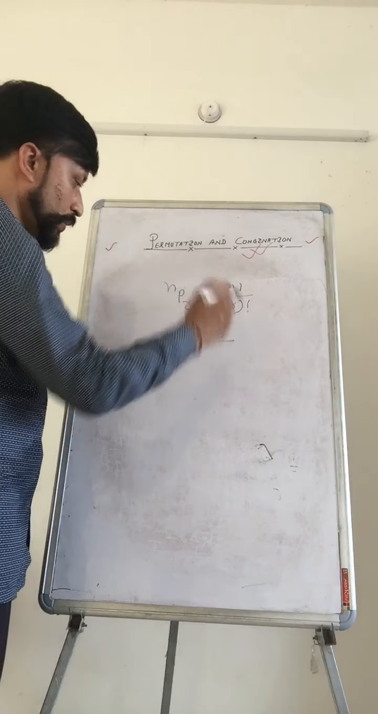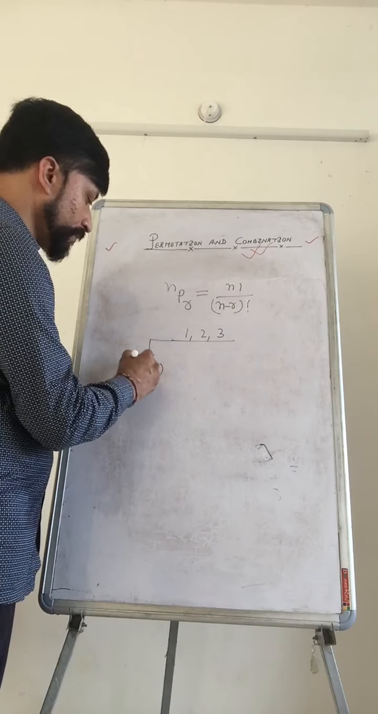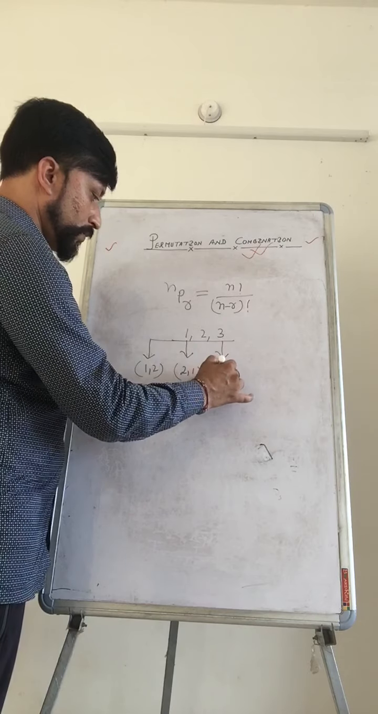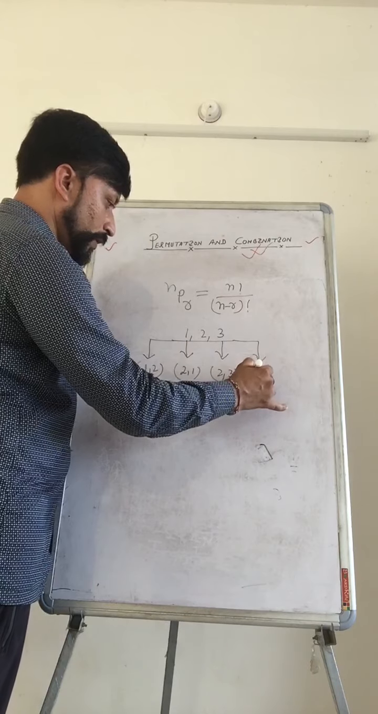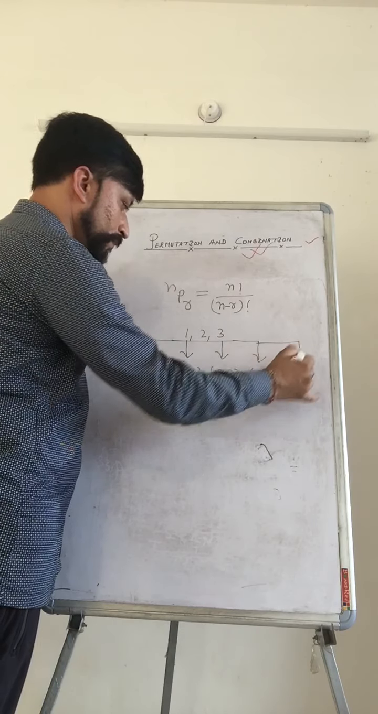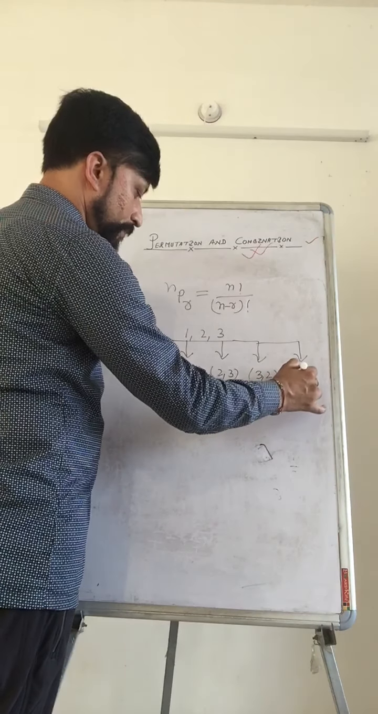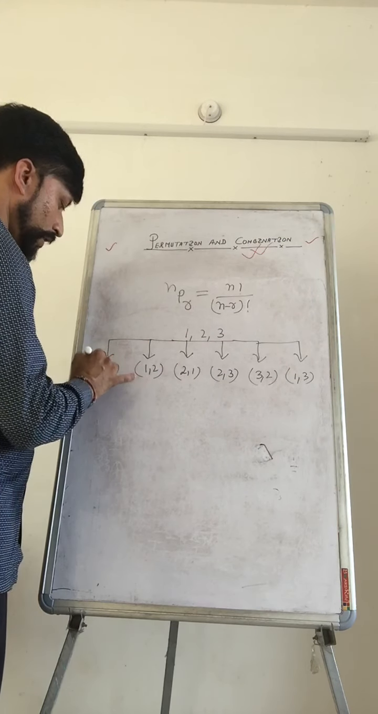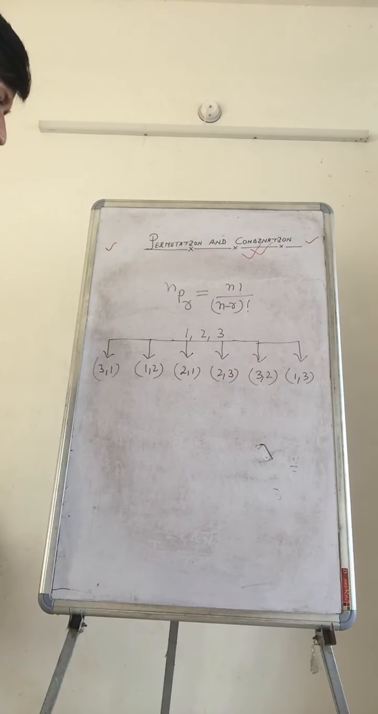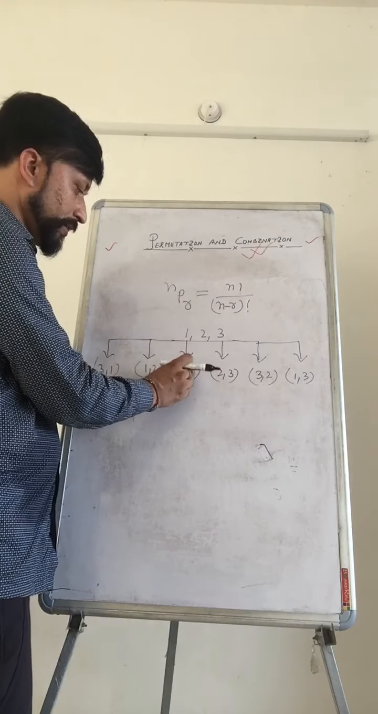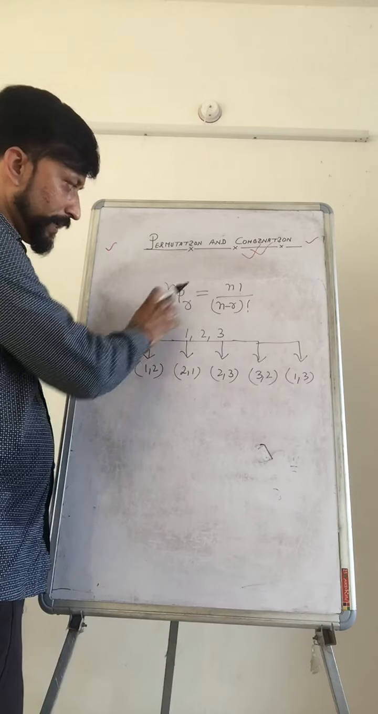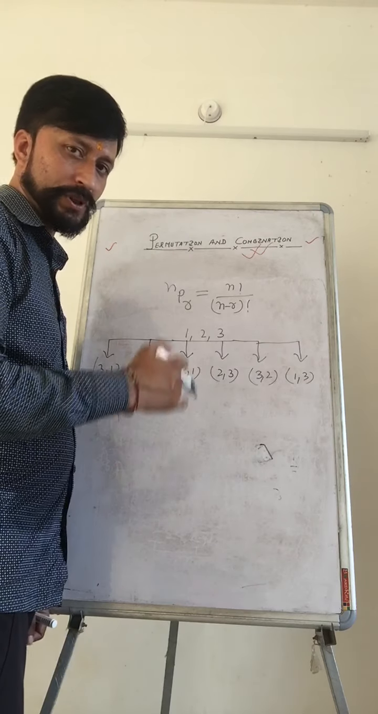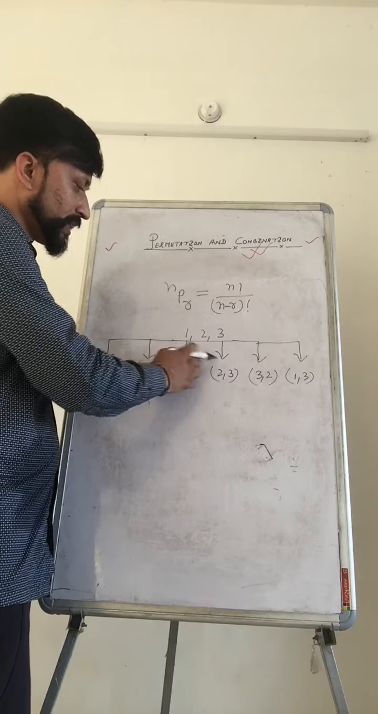If we select 2, then we can take 1 comma 2, 2 comma 1, 2 comma 3, 3 comma 2, 1 comma 3, and 3 comma 1. So thus we get 6, because in permutation the position of the member is considered. But in simple combination we are just making a group. If 1, 2 is there, it means 1 and 2 are the members, and position has no meaning in combination. But here position has meaning.